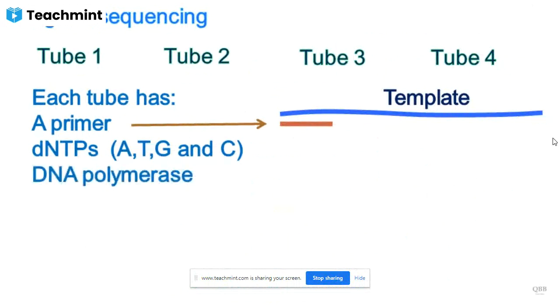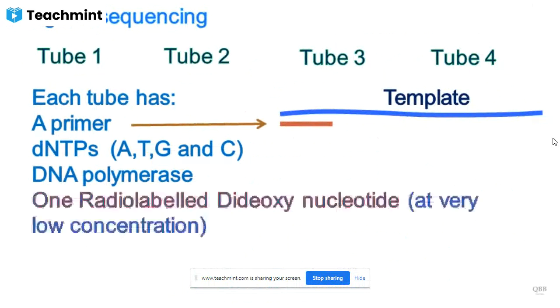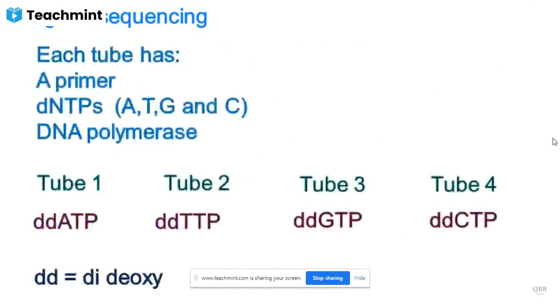Now here comes a very interesting part. This reaction mixture also has one radiolabeled dideoxynucleotide at a very low concentration. What I mean by this is that tube 1 will have dideoxy ATP, tube 2 will have dideoxy TTP, tube 3 will have dideoxy GTP, and tube 4 will have dideoxy CTP at a very low concentration, and all of them will be radiolabeled. Now let's see what happens in tube 1.